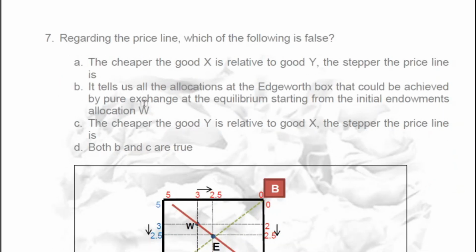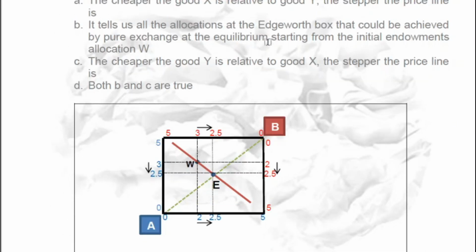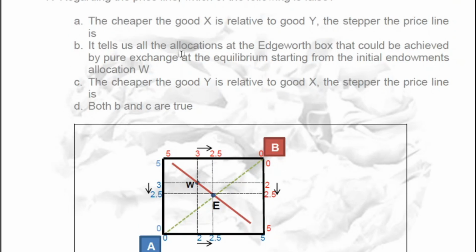It tells us all the allocations at the Edgeworth box that could be achieved by pure exchange at the equilibrium, starting from the initial endowment allocation. Well, correct. Oh, sorry, but here we need to find the false. I'm so sorry. So the false is A. Okay, then these are true.